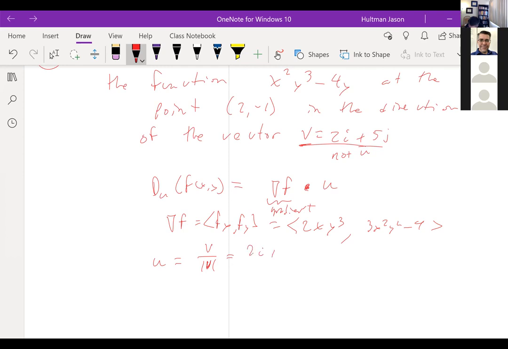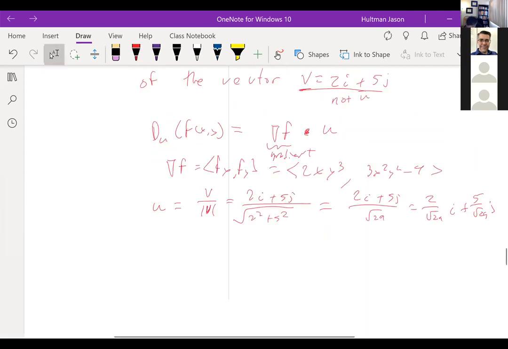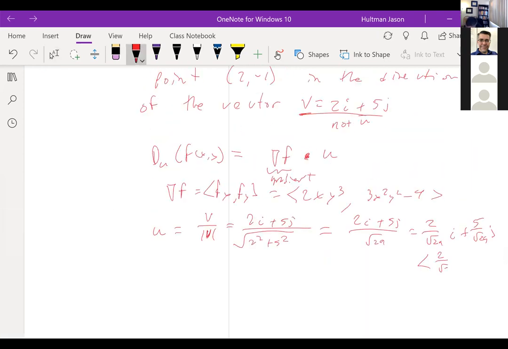So this is 2i plus 5j over the square root of 2 squared plus 5 squared, so this is 2i plus 5j over the square root of 29. So this is 2 over radical 29 i plus 5 over radical 29 j. If you want to write that in component form, it's just 2 over radical 29, 5 over radical 29.